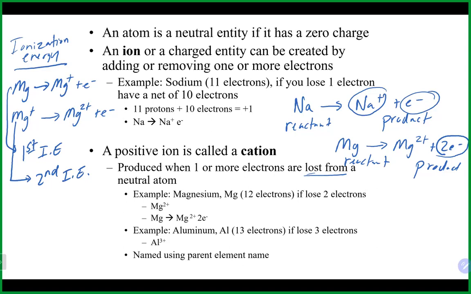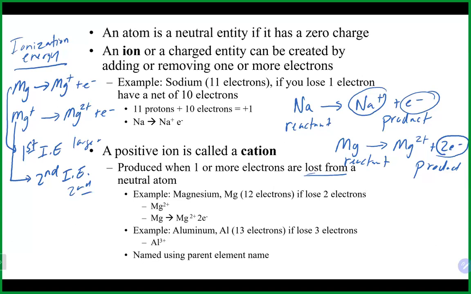If you want to remove a third electron, it would take even more energy, because every time you lose an electron, the remaining electrons get closer and closer to the nucleus and are held tighter because of that positive charge. So the first ionization energy is always smaller than the second.